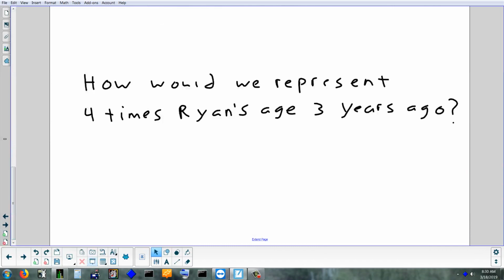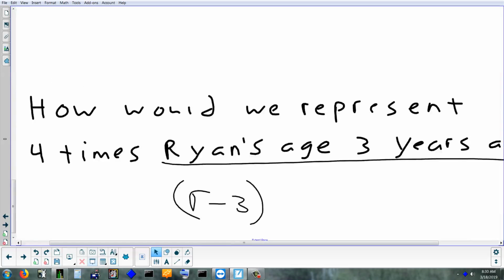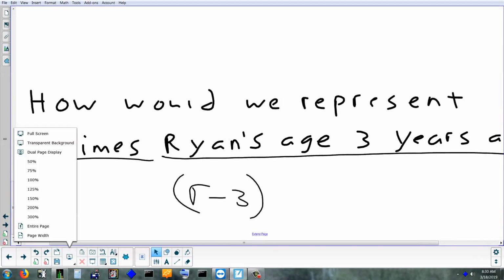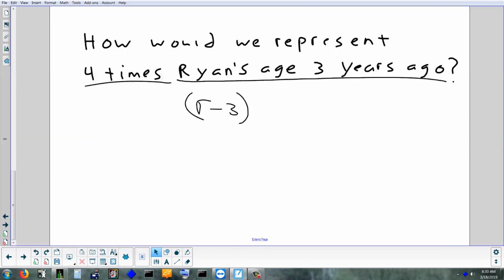How would we represent 4 times Ryan's age 3 years ago? So let's start with this part. Ryan's age 3 years ago. What would that be? Yep. R minus 3. And what did I just say you always have to put it in? Parentheses. So that block of stuff right there, that's Ryan's age 3 years ago. Now they want 4 times that. So what would you put on the outside of those parentheses that's going to end up being distributed? 4. Exactly.